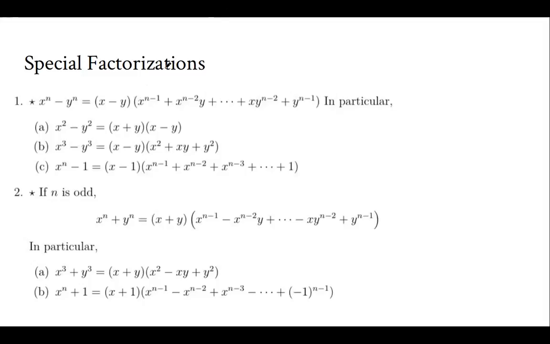And you've probably seen some of the special cases before, such as the difference of squares, which is x plus y times x minus y is x squared minus y squared, and also x cubed minus y cubed, the difference of cubes, and also x to the n minus 1. You can factor out x minus 1 pretty nicely. If n is odd, then we can also factor out x plus y. So notably, there are the sum of cubes factorizations and the x to the n plus 1 factorization.